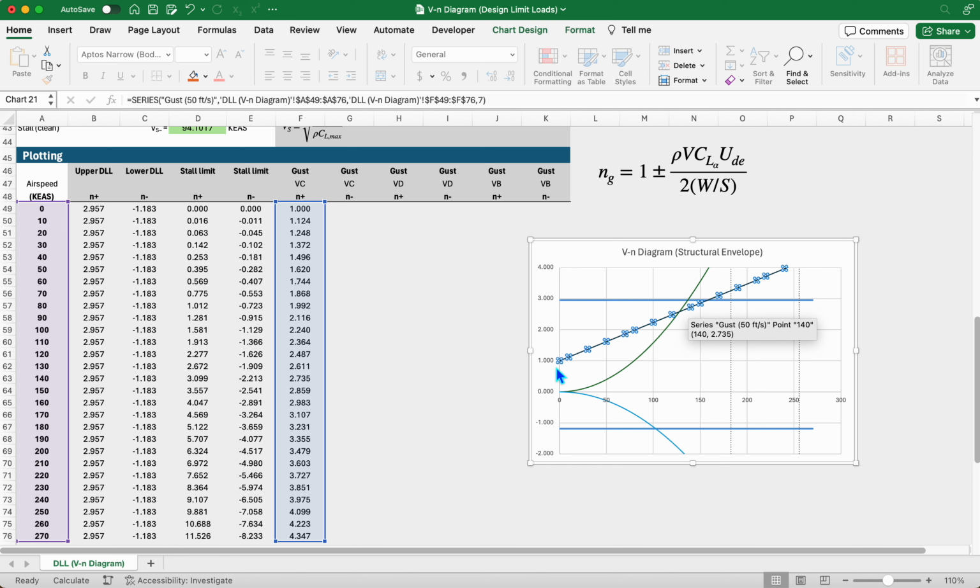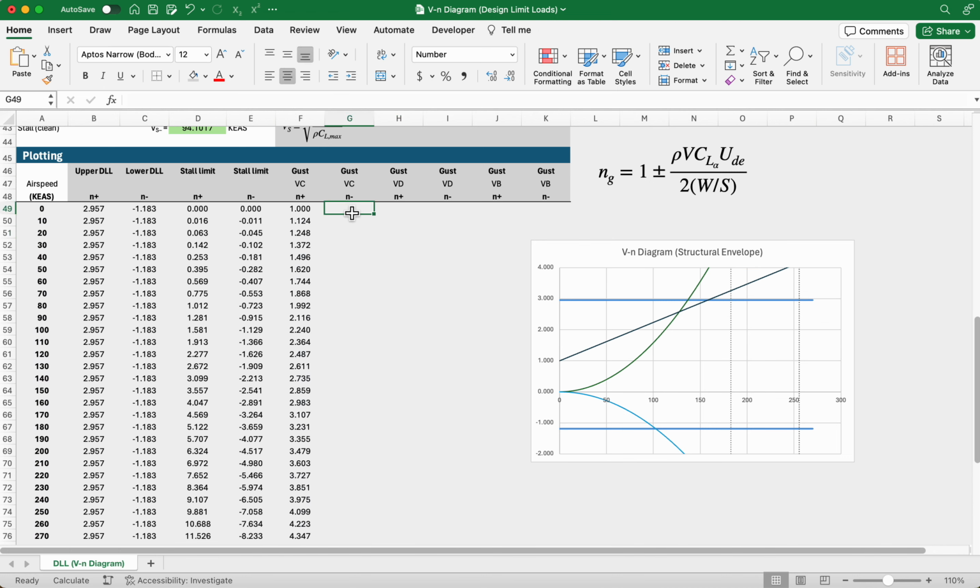So it starts at 1, and then it has a positive slope, and it's going to go upwards. And for our cruise segment, we really care about where this intersects with our cruise speed. So this would be our maximum gust limit. The negative gust limit line is essentially the same thing, except it's going to be 1 minus these values.